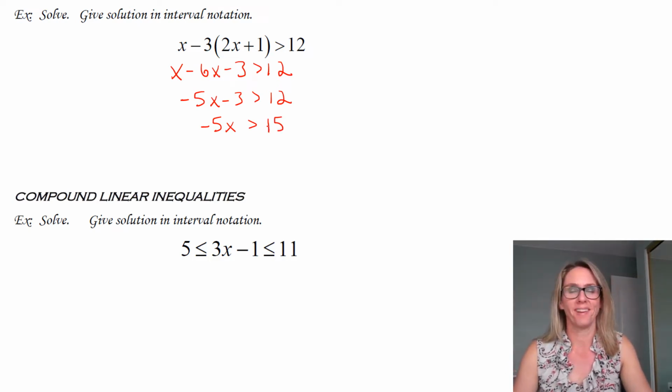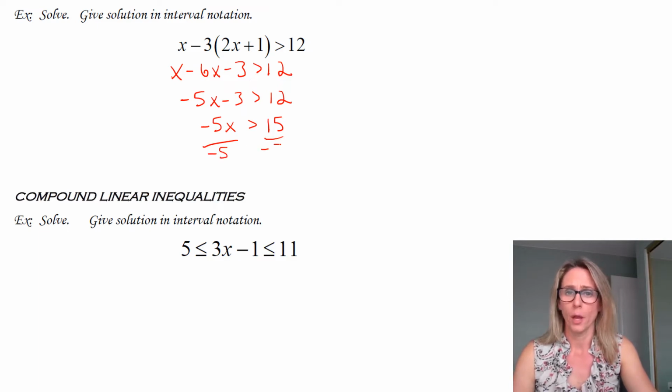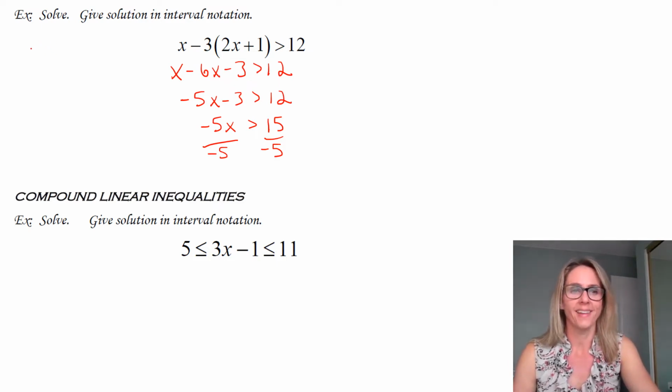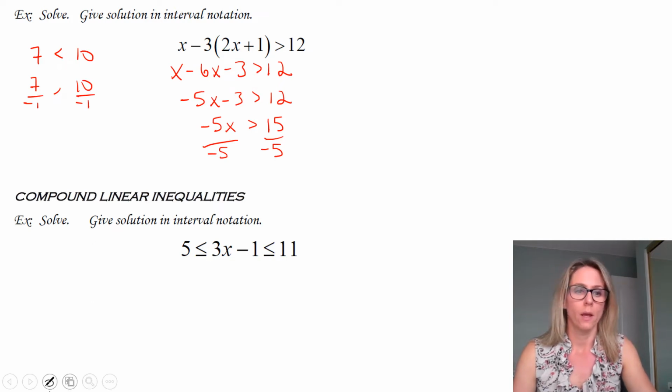So if you got here, the big question is, what do we do now? We know that, just like an equation, we'd want to isolate the x by dividing by -5. But here's a really big difference between equations and inequalities. We all could probably agree that 7 is less than 10. But if I divide 7 by -1, and I do that as well to the other side, then what you're going to see is, dividing something by -1 just changes its sign.